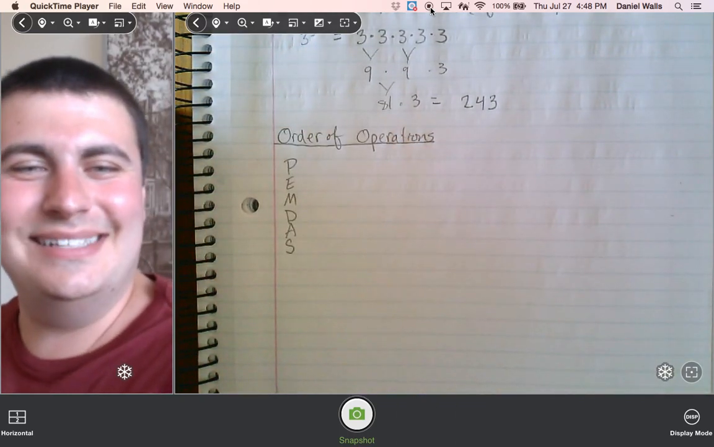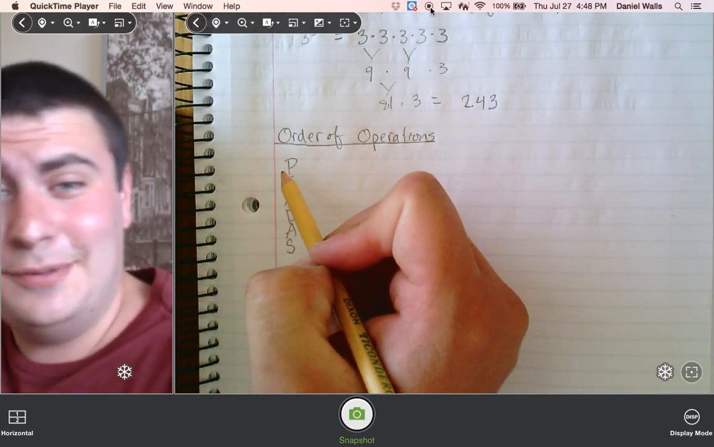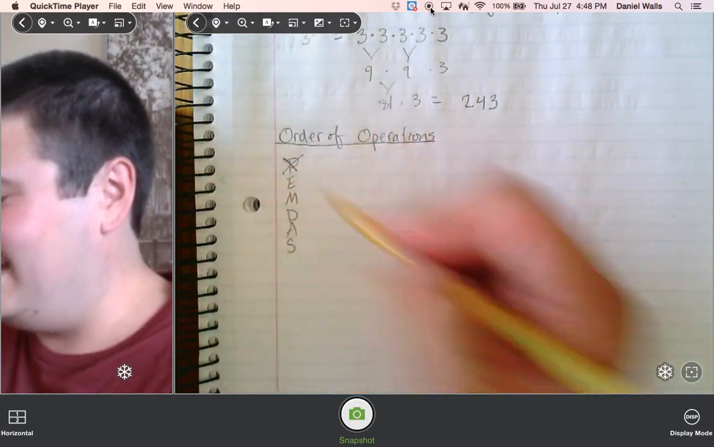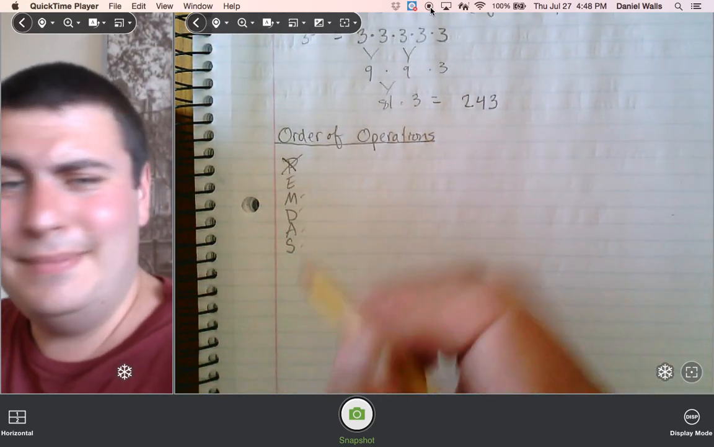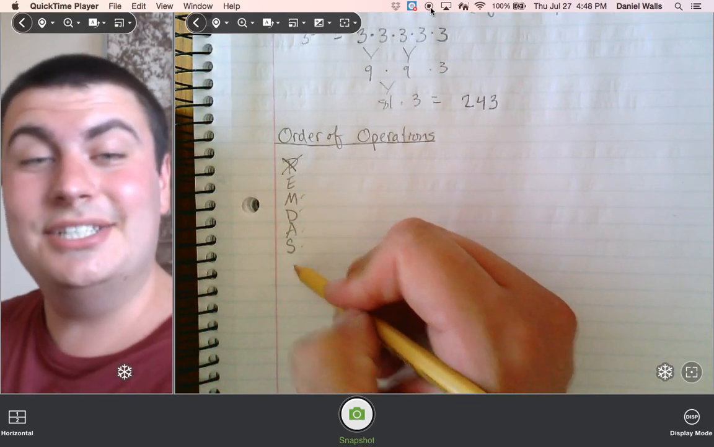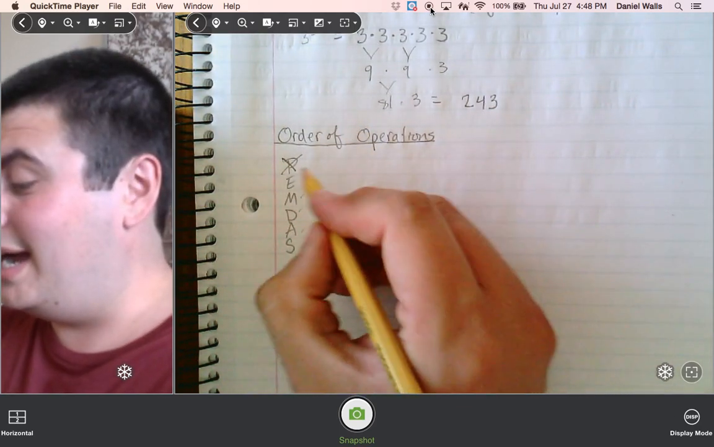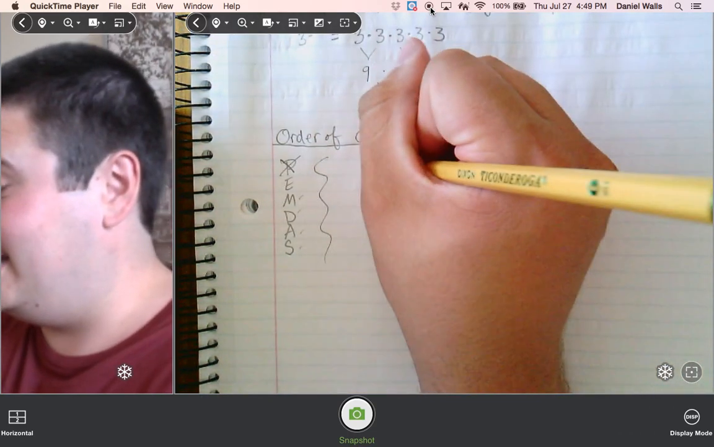Please excuse my dear Aunt Sally, as it's kind of misleading, because P, which would stand for parentheses, is not quite that. Also, this MD, then AS, makes us think that we have to do multiplication and then division, and then addition, then subtraction. So, I'm going to suggest that we look at our order of operations as such.